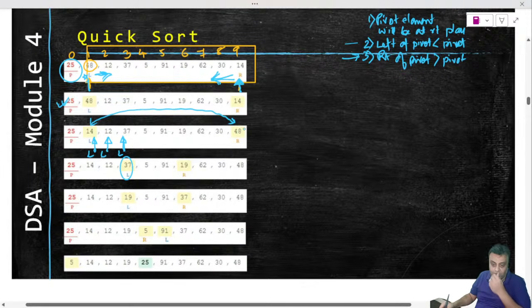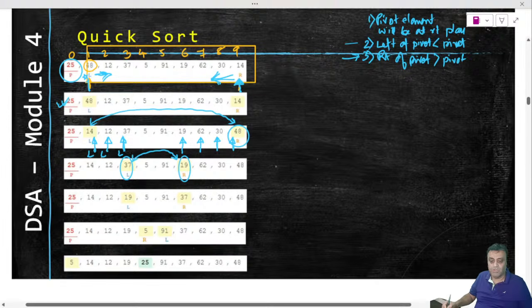Similarly, see the right pointer. So the right pointer is here, and this right pointer starts moving left. So 48 is greater than 25. I can move left. 30 is greater than 25. I can move left. 62 is greater than 25. I can move left. 19 is less than 25. I will stop there. Right? So I will stop here with left and right, and that's where I will do the swap again.